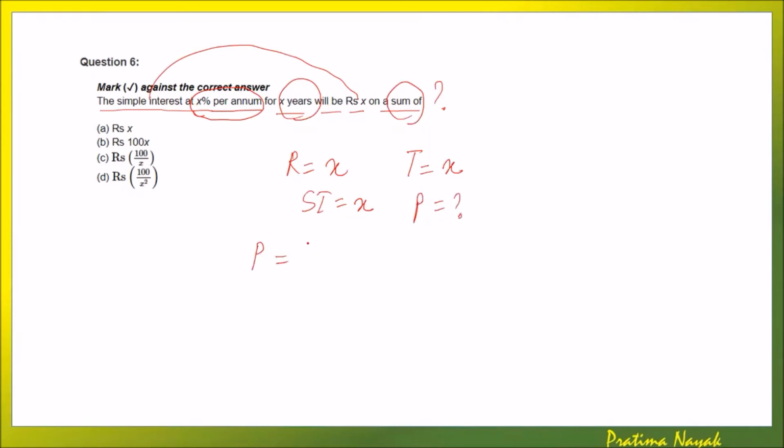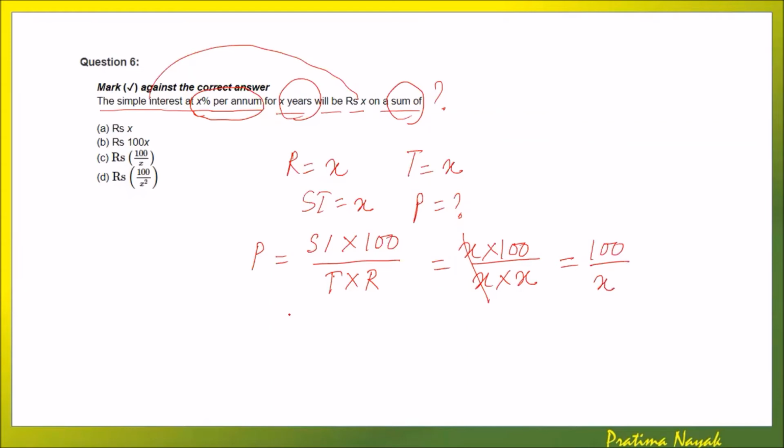So P is equal to SI multiplied by 100 upon T into R. So this will be X multiplied by 100 upon X multiplied by X. So one X I can cancel. How much will it be? It will be 100 by X. Is there any such answer? Yes, C is the answer. So P is 100 by X.